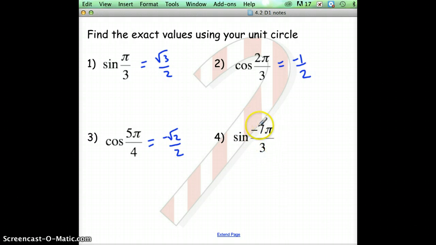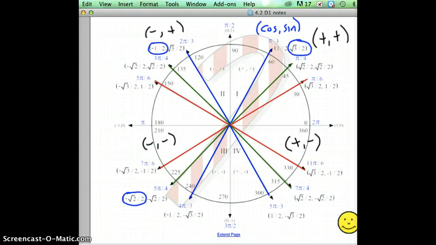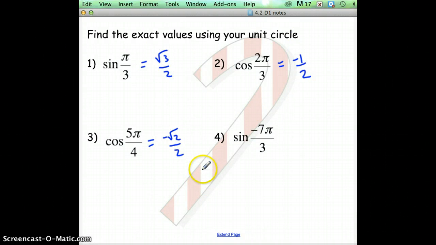Okay, now this one's a little different. Negative 7 pi over 3. If you look around the unit circle, there's no negative 7 pi over 3. Okay, so let's find a coterminal angle that is. So again, to find a coterminal angle, you add 2 pi or subtract 2 pi however many times you need to. So I'm going to add 2 pi, and I would need a common denominator, so I would multiply by 3, and that would give me negative 7 pi plus 6 pi. That'd be a negative pi over 3.